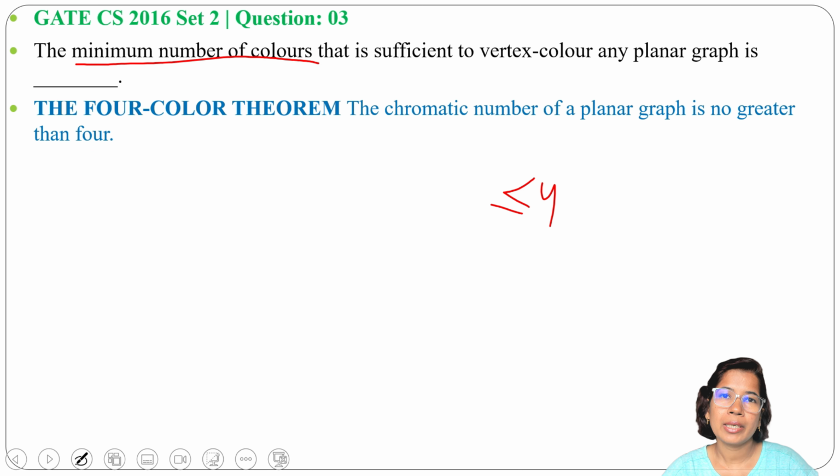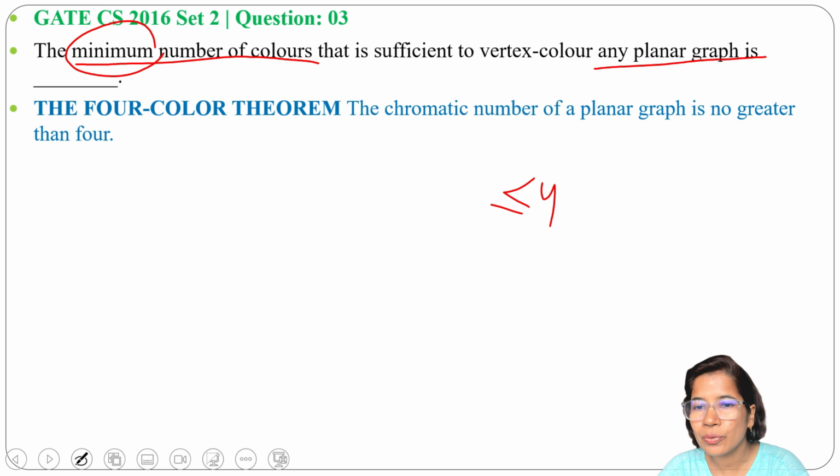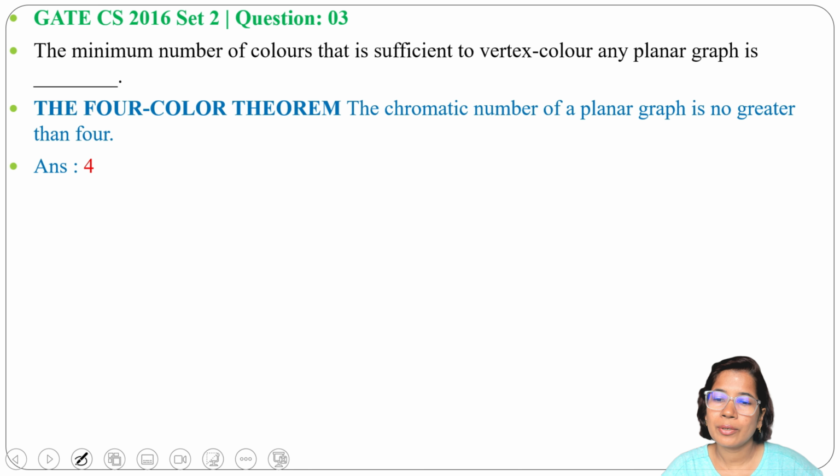So minimum it can be 1, but here it's written for any planar graph. We don't know what planar graph it is. So that's why the answer will be 4. So for any planar graph, the number of colors required equals 4. Here minimum is written just to increase the complexity of the question, but in case of a planar graph, the maximum number of colors required is 4. So here the answer will be 4.